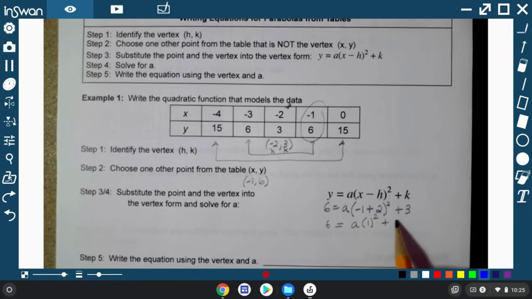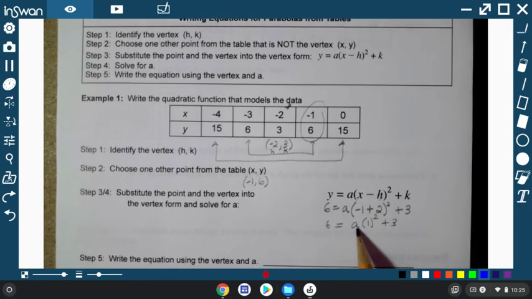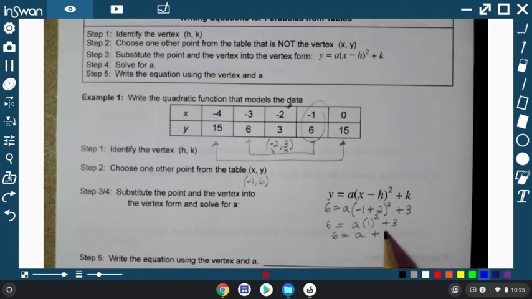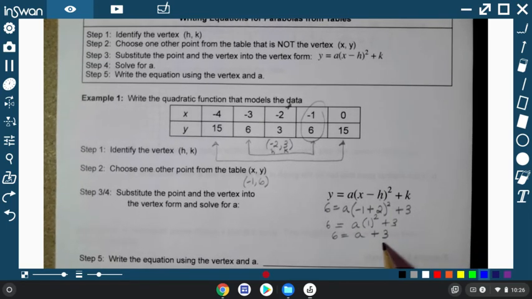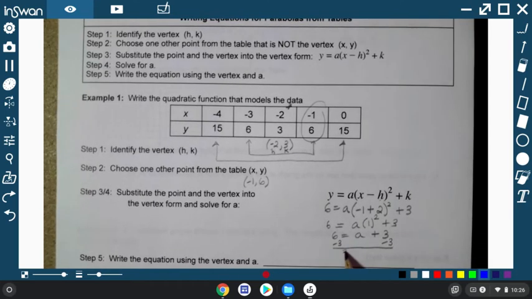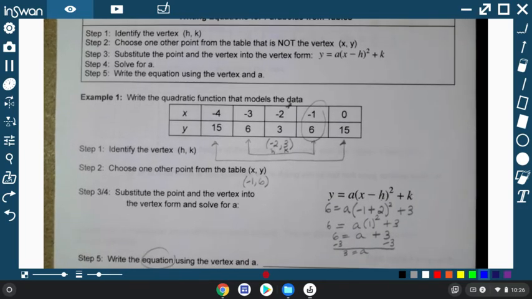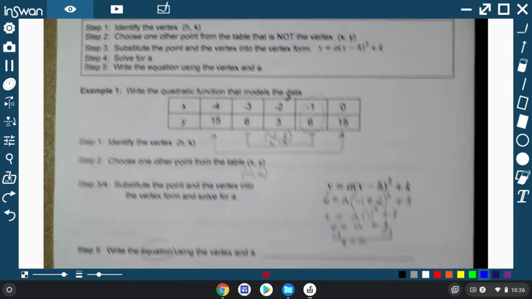So let's finish the problem. So this is 1 times a, so this is 6. 1 times a is a, and almost done. Subtract 3 on both sides, and we know what a is. a is +3.